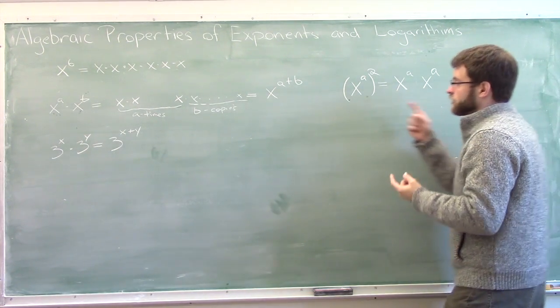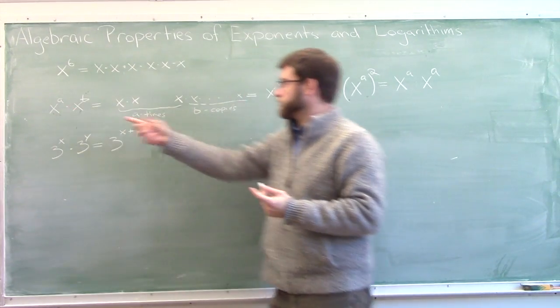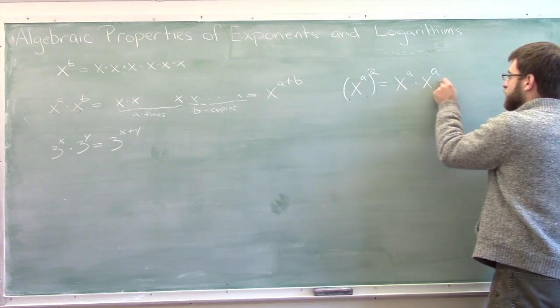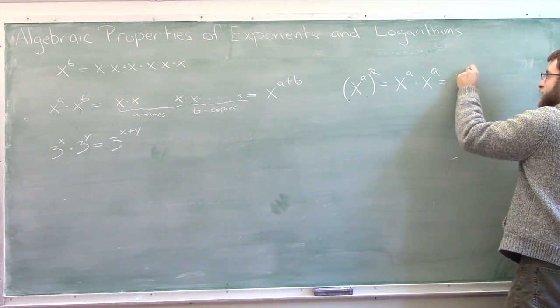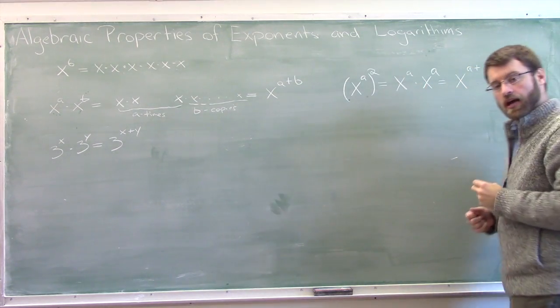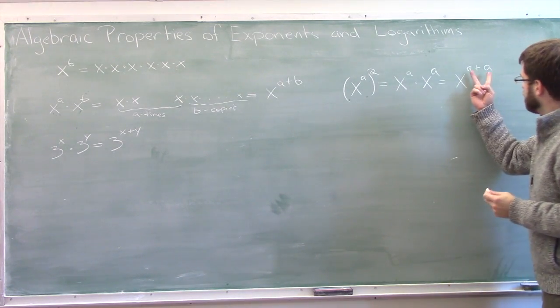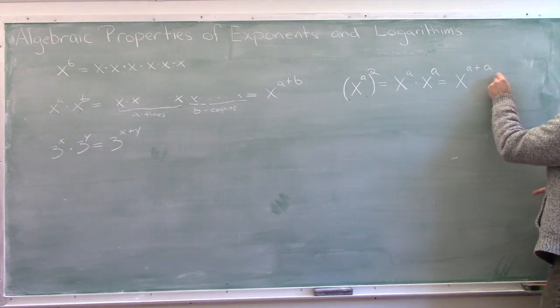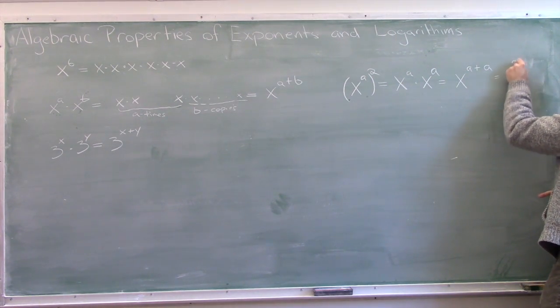And using this addition property, this multiplication property for these exponents, x to the a times x to the a, that's got to be equal to x to the a plus a, okay? And from there, if I just simplify this expression, a plus a is equal to 2a. So I get x to the 2a.